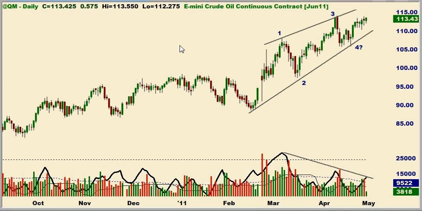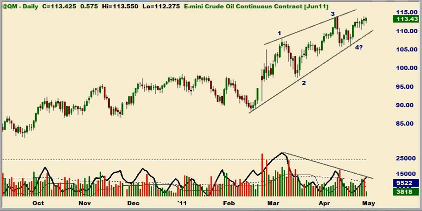Now, this is a chart I actually posted, I believe, on the video from April 29th. Again, this is crude oil. And I had mentioned at that point that we had a nice looking diagonal triangle. You had declining momentum in terms of the ADX and volume, and a nice overlap, nice ABC structures within the wave 1 and wave 3 rallies.